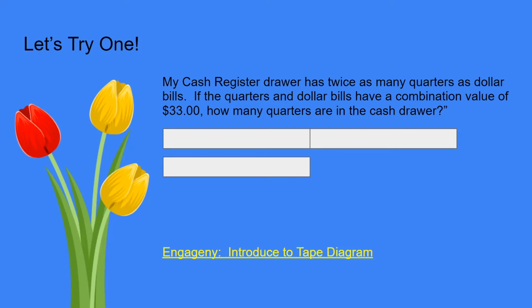Now let's talk about this right here. 44 means it's how much? It's $11, right? So that's $11. And this is $22. Is that $33? It sure is. So now I can say this would be 22, 22, and 22, because it's twice as much.